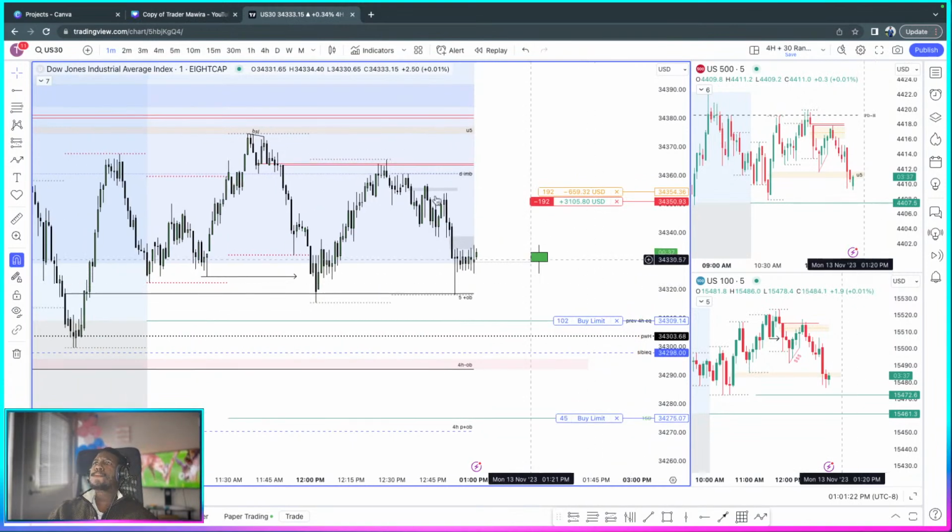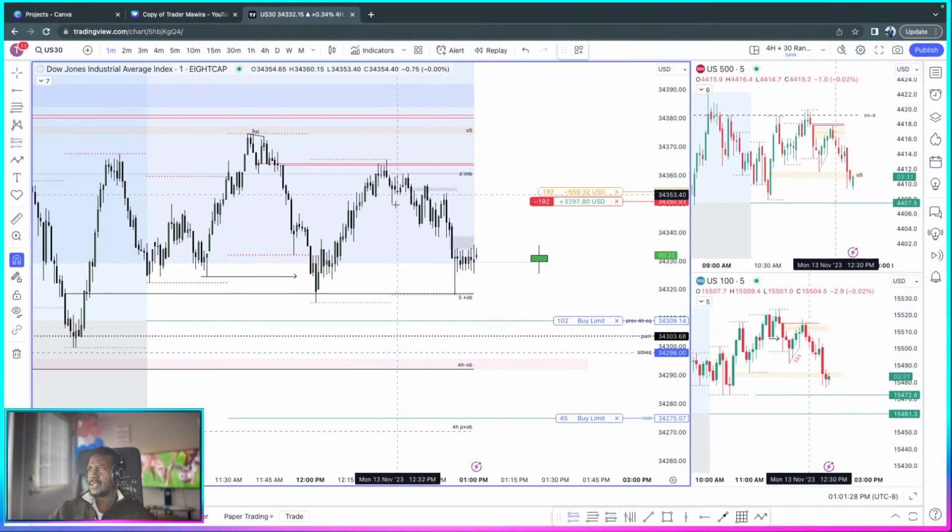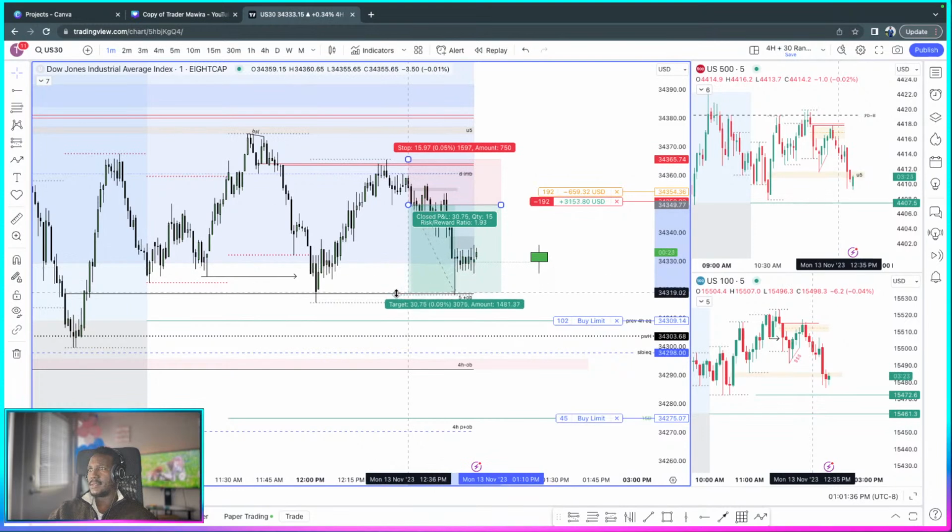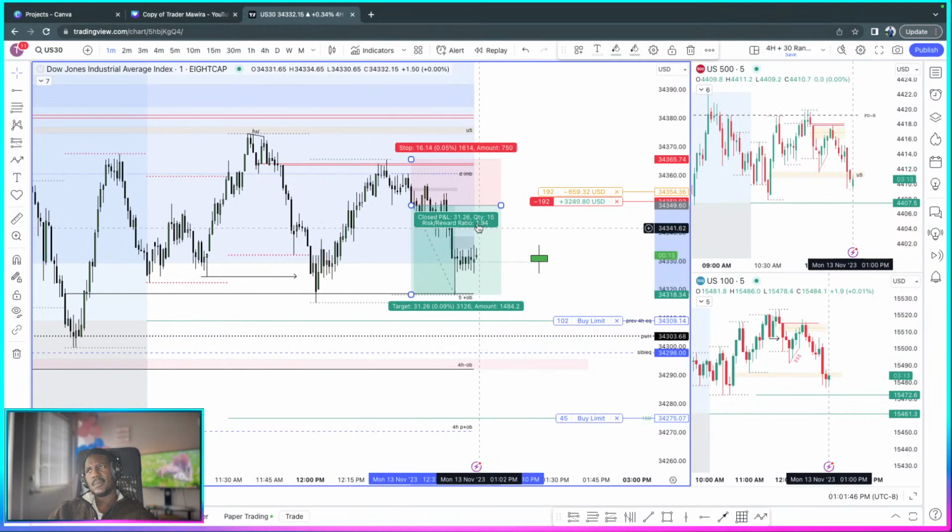So what was this entry like? My entry was, I think it was at this low, right? And my stop loss should be up there. So we've seen at least 1:2. No, we're not even seeing 1:2. Was my entry not here? No, my entry was here. So we've not seen 1:2.